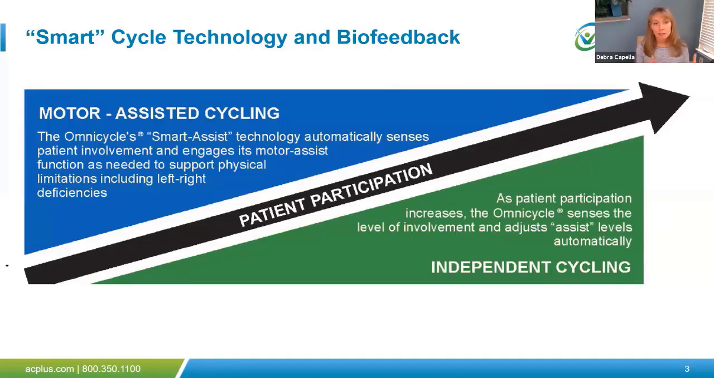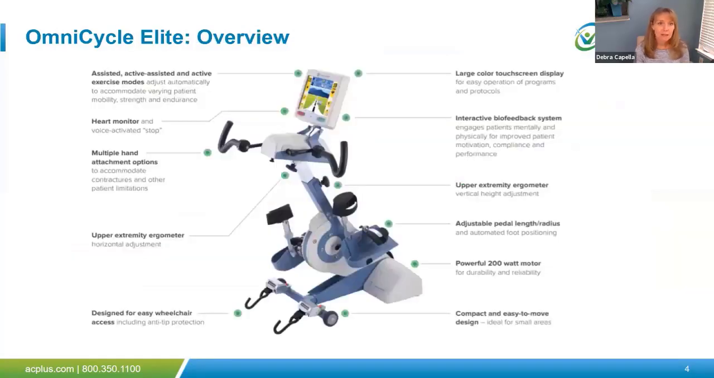So that's what we call the smart cycle and this motor assisted technology. The goal is that eventually the patient is going to increase their participation level, and we can be doing full resistance, strength training and aerobic exercise as they tolerate. The goal obviously is to work up towards independent cycling. So that's one definite plus to this OmniCycle.